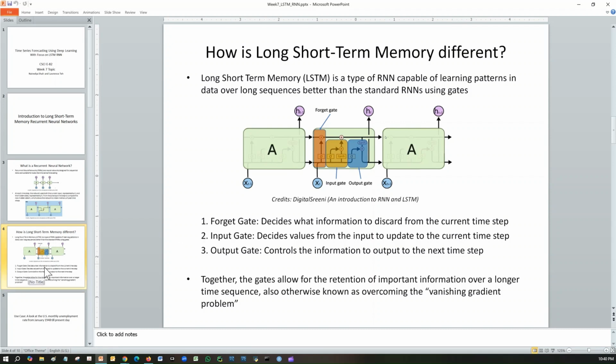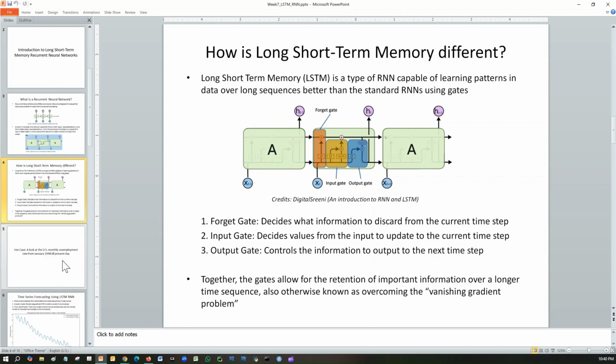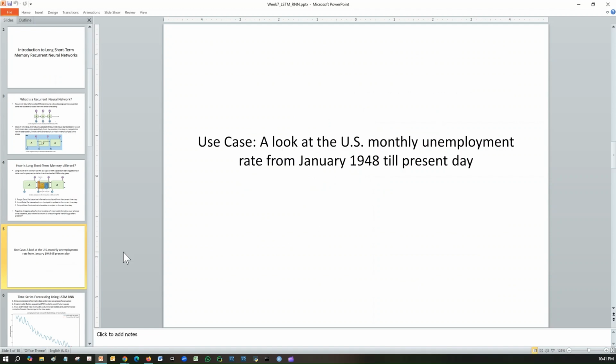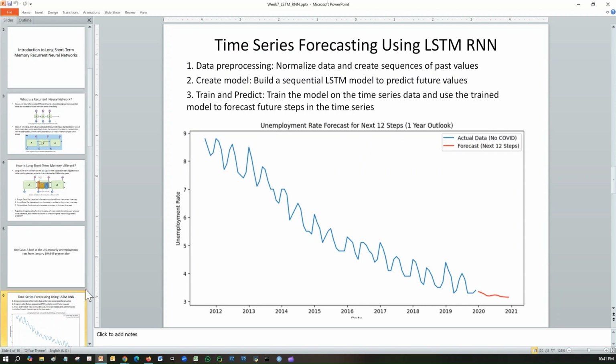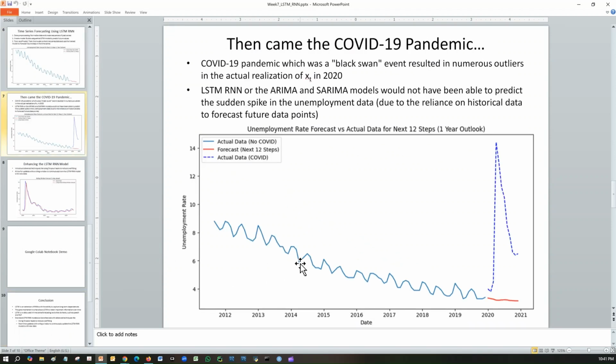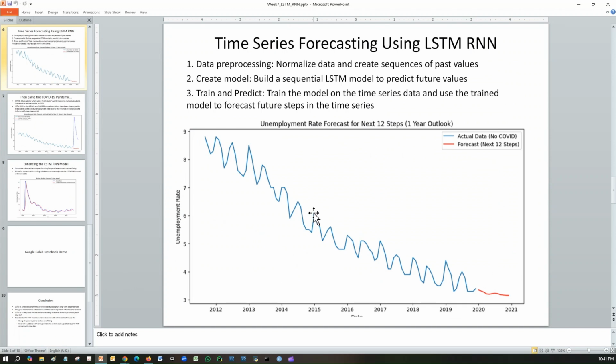So I will stop here in terms of explaining at a high level what the regular RNN and the LSTM model are all about, and jump into an actual use case where we're looking at the unemployment data published by the Federal Reserve Bank of St. Louis going back to the 1940s. For the purpose of this use case, in this graph we are looking at data going back 10 to 15 years, so around 2010, 2011.